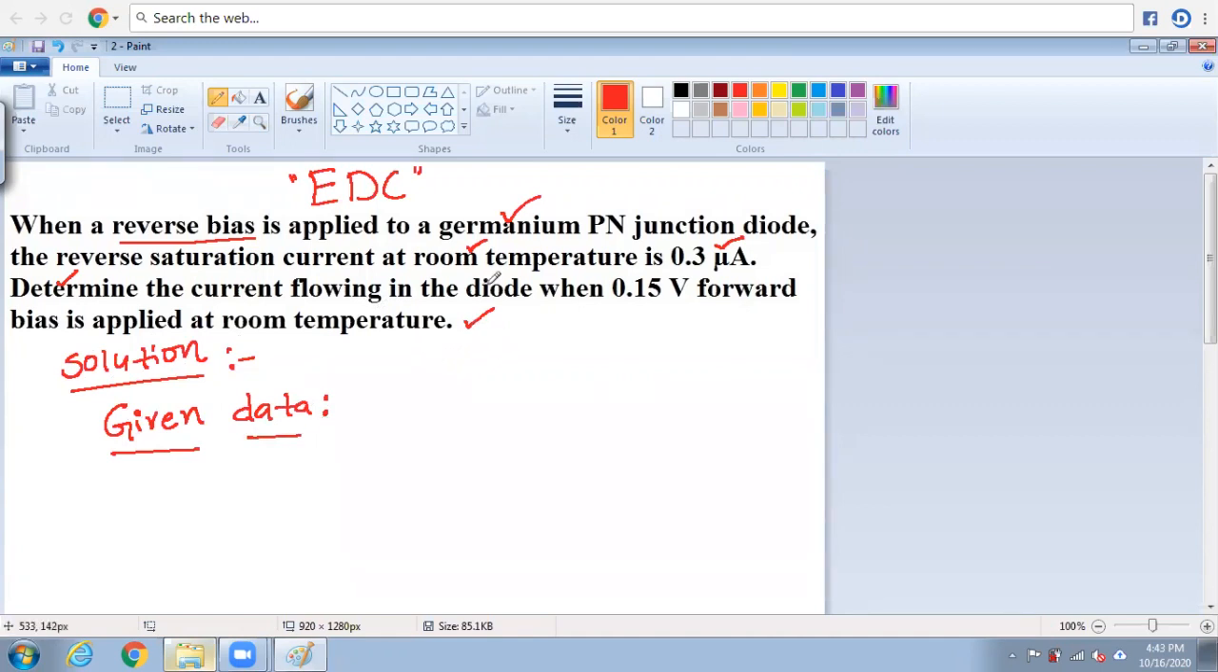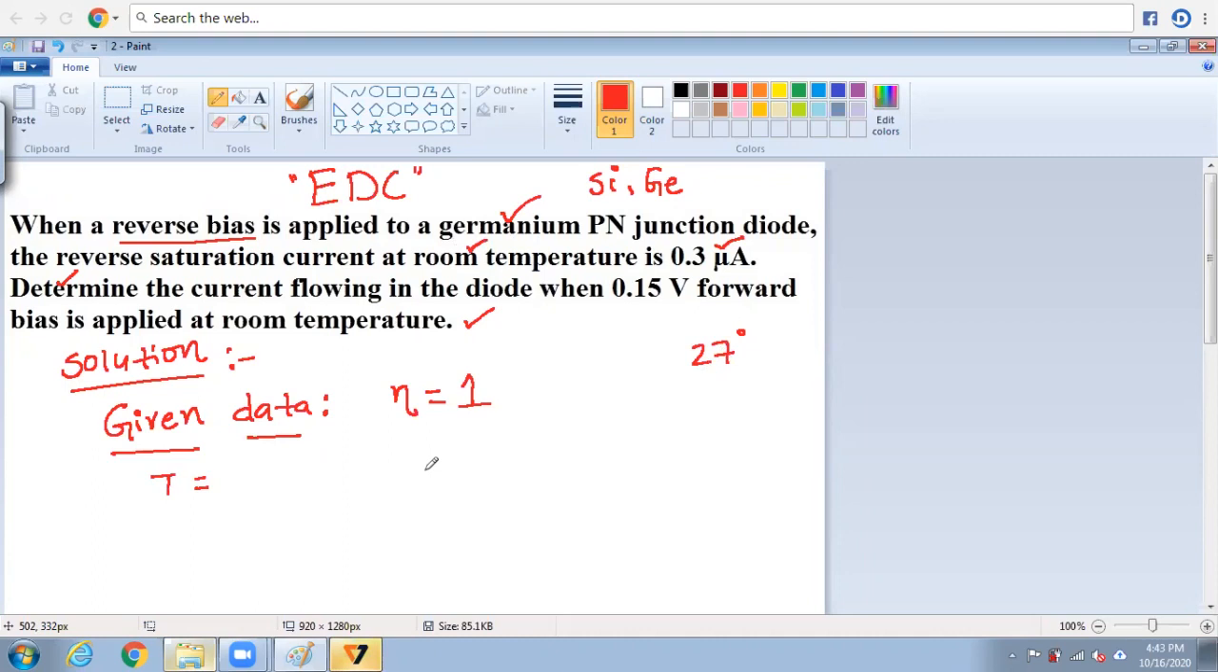The PN junction is a germanium diode. Actually, two types of semiconductor materials are there: one is silicon, the other is germanium. Here you have to take the eta value of germanium, that is eta equal to 1 for germanium. Now, the temperature T: room temperature is 27 degrees.